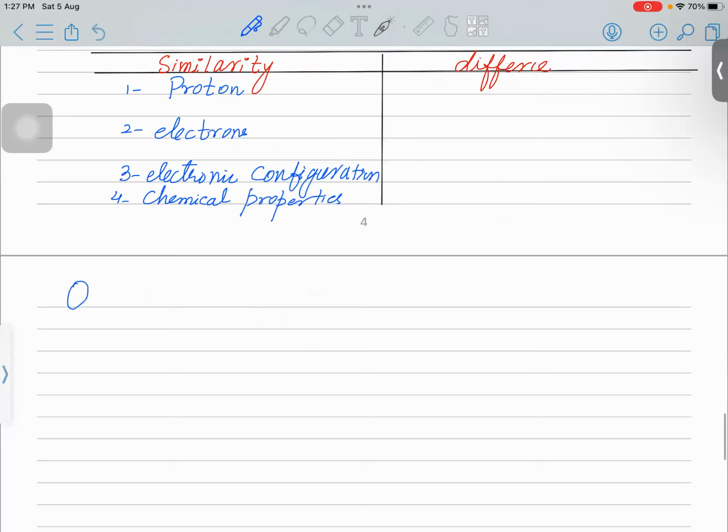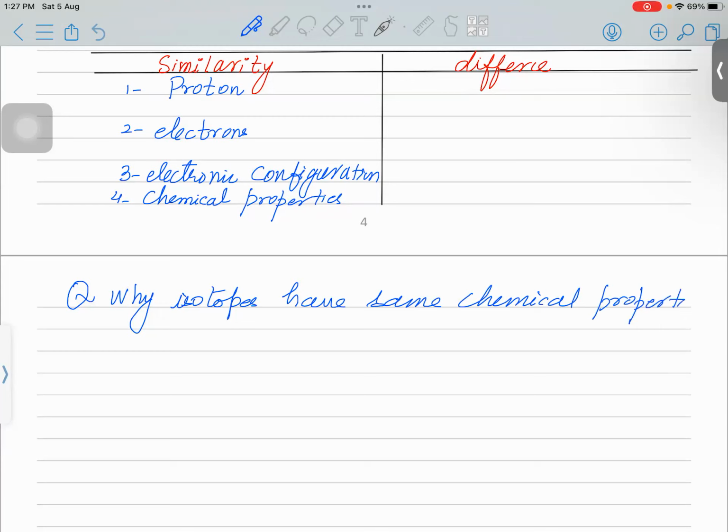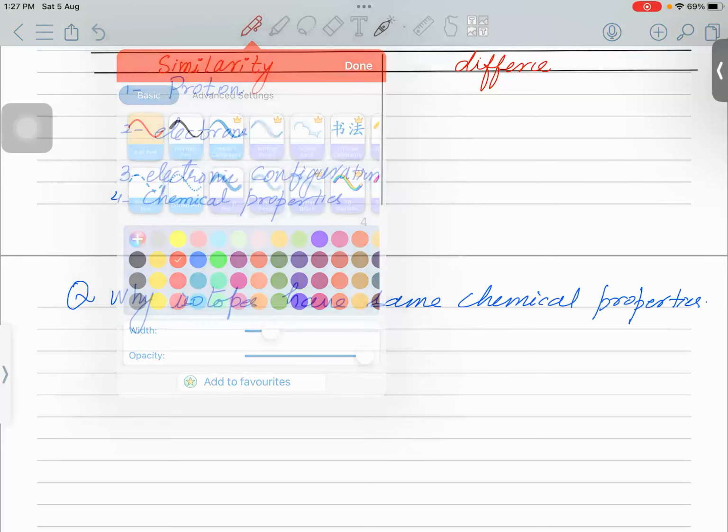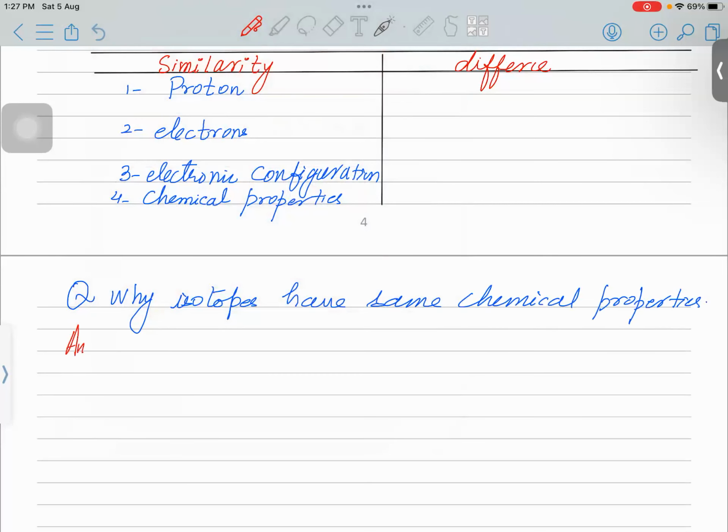So the question is, why do isotopes have the same chemical property? Yes, Isa, can you tell me the answer? Due to the same number of electrons in the outer shell. Electrons, no need to write the number of protons. If you write number of protons, the answer would be wrong.